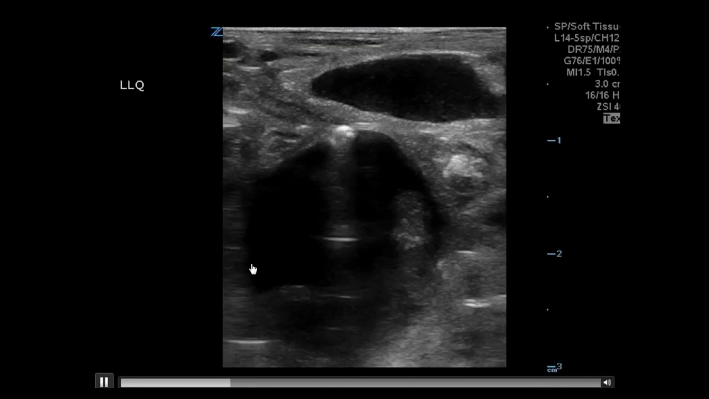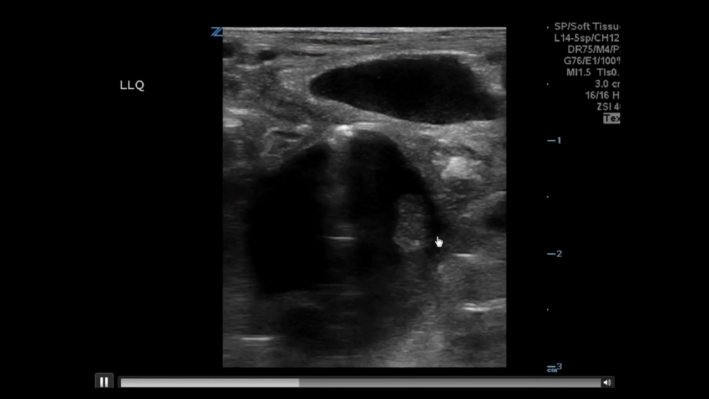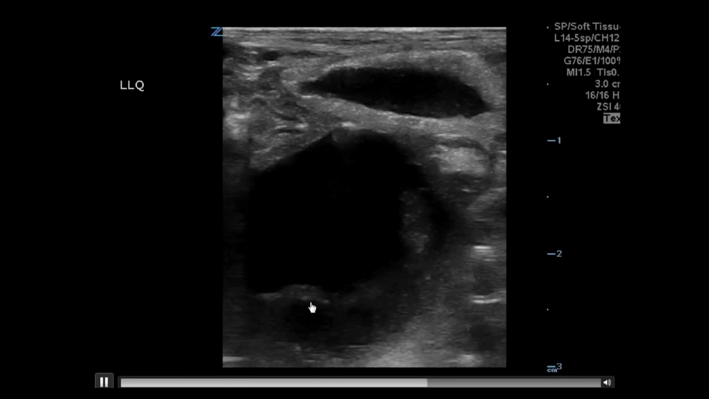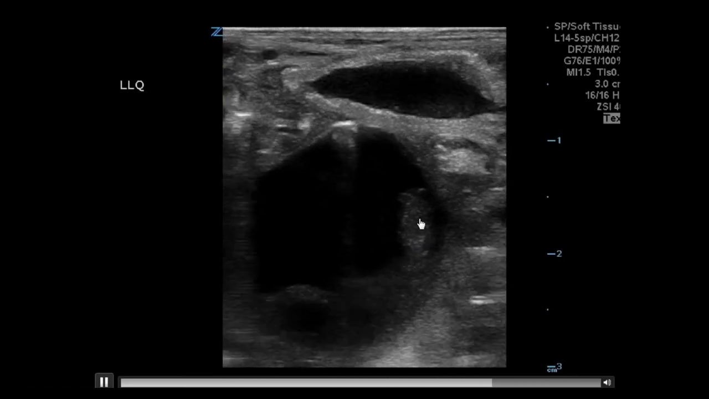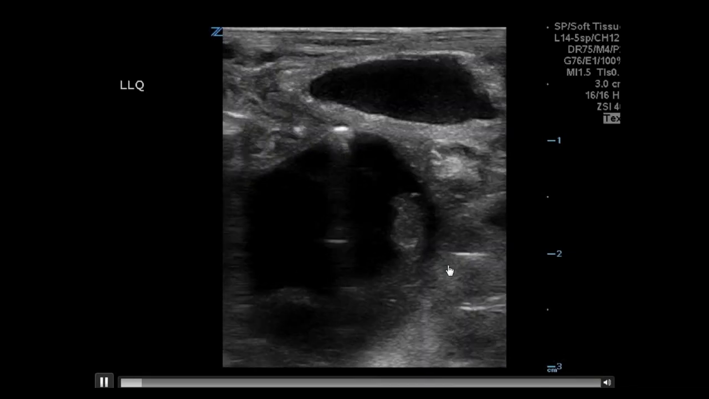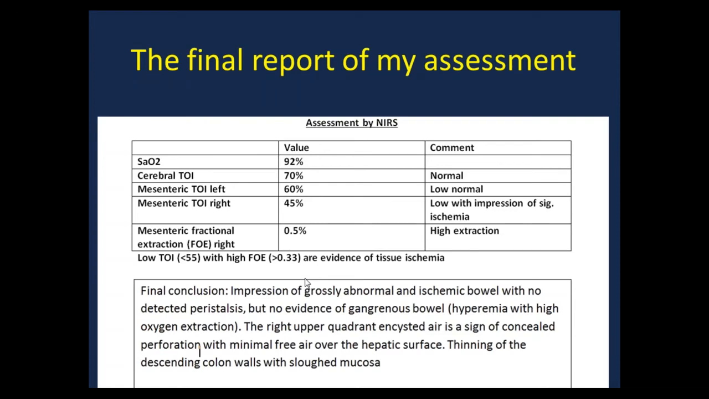This is a cross section of the colon, and you can see inside the colon there is a floating tissue, which is part of the mucosa. That's sloughed mucosa of the colon. And this is the final report.